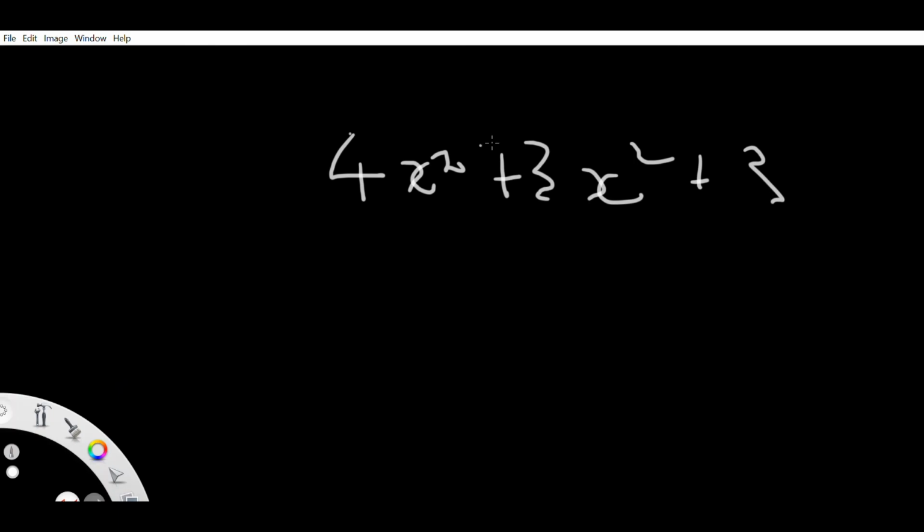So what that basically means is, suppose we have 4x squared plus 3x squared plus 3. Over here, 4 has no power, so that term has degree 0. x has the power of 2. 3 has no power. x also has the power of 2 over here, and 3. So the degree of this polynomial is 2.